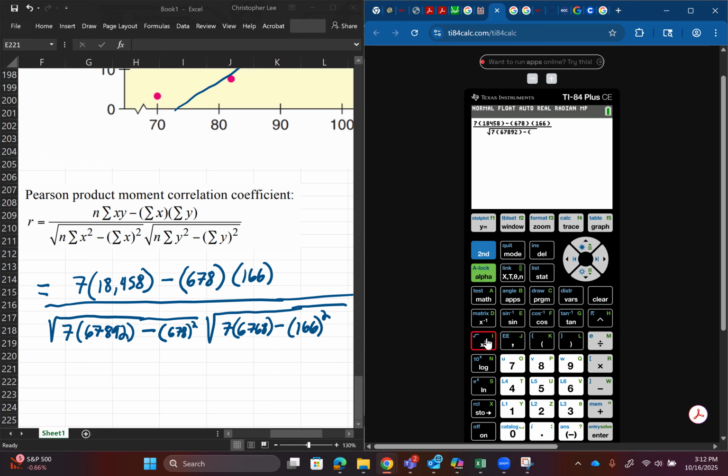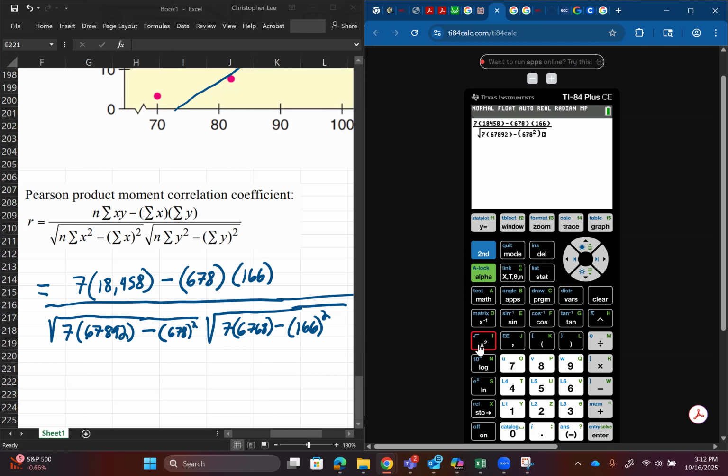You finished typing it already before me? That's impressive, right? Minus the 678. And then you want to square that, right? So there's a button there called X squared, like X2. Click that. Just click it, right? And it's going to look just like mine, right?